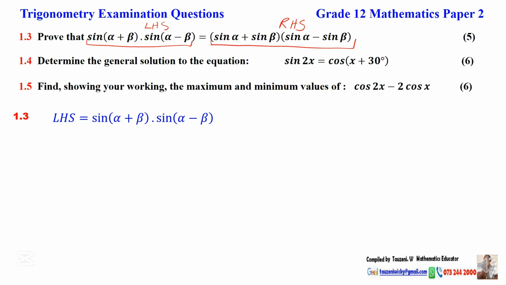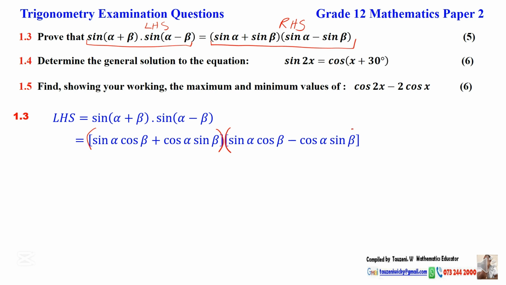This is direct application of the compound angle identity. We know that sine of A plus B is equal to sine A cos B plus cos A sine B. Then the sine of A minus B is equal to sine A cos B minus cos A sine B. Then to simplify this, we need to be careful with the brackets because our expression is quite big. So we're looking at this one as one set of brackets to multiply, and this one is another.